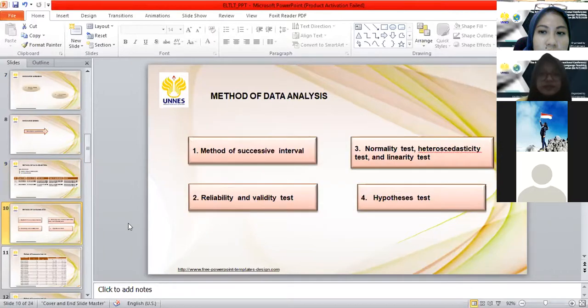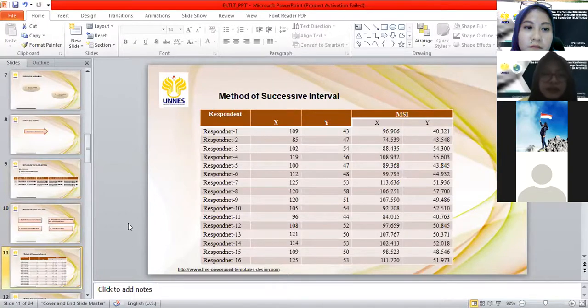And for the method of data analysis, there are four methods. The first one is the method of successive interval, and the second one is the reliability test and validity test. The third is the normality test and heteroskedasticity test, and then the linearity test, and the last method is the hypothesis test. And then this is the method of successive interval.